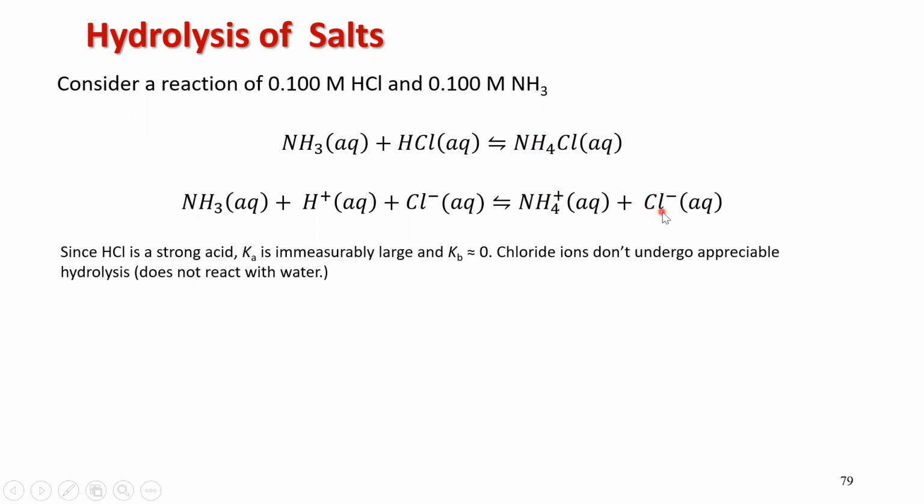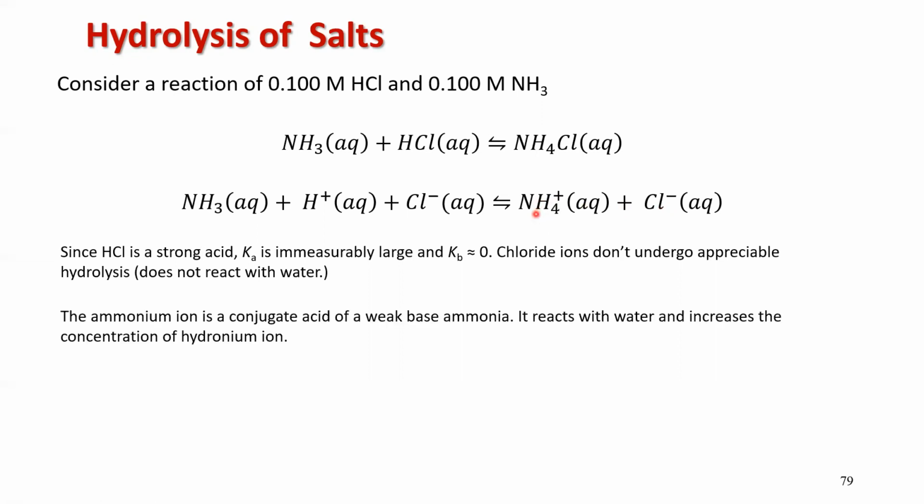The chloride is the conjugate of a strong base, so it's not going to react in the reverse direction. But the ammonium ions will. The ammonium ions are going to acid ionize with water. The ammonium, because it's a weak acid, is going to donate its proton to water. We're going to produce ammonia and hydronium ions. And because we increase the hydronium ion concentration, we're looking at an acidic salt.